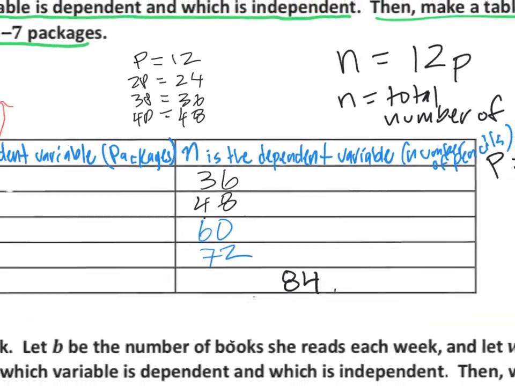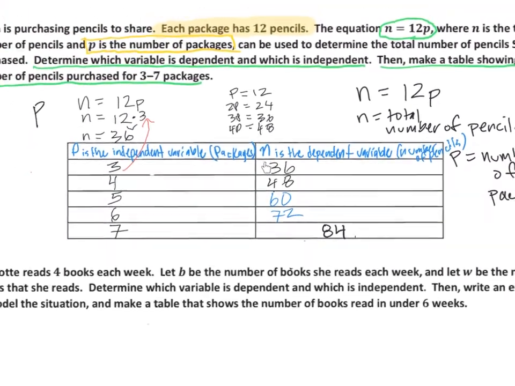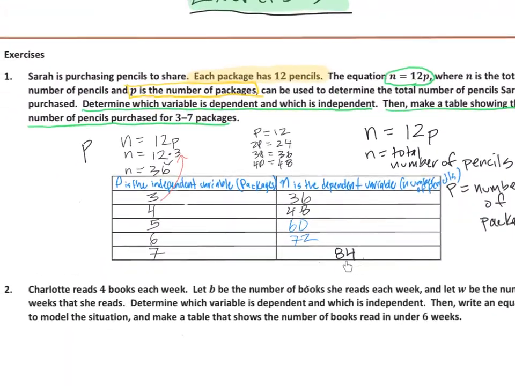Just to be clear and reiterate here, the dependent variable n is going to change depending upon the independent variable's value. As you can see, the independent variable changes and the dependent variable changes as a direct result. 3 packages gives n equal to 36. 4 packages gives n equal to 48. Remember that as we move on to our next exercise.